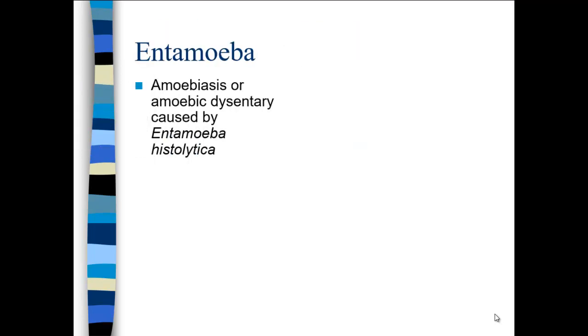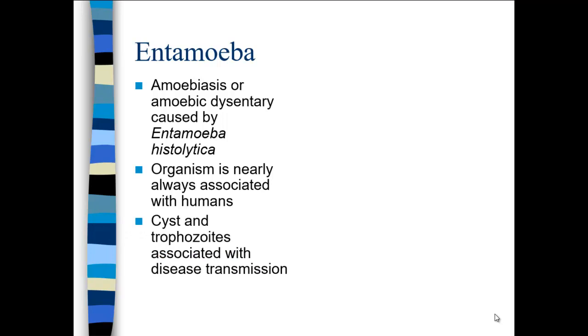Entamoeba causes amoebic dysentery, or we can call this amoebiasis, and this is caused primarily by Entamoeba histolytica. And this is transmitted from human to human, and it's almost always associated with humans. You can get it primarily through contaminated water, and it is a protozoan that forms cysts.